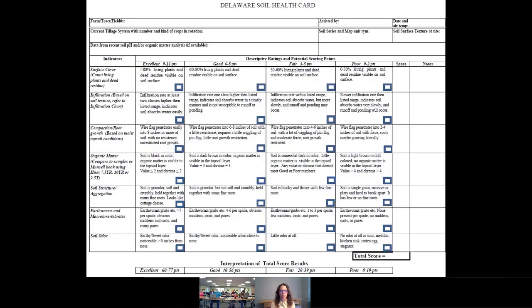And I also brought in here the Delaware Soil Health Card. It is very handy also and connects with the National Infield Assessment very well. It overlaps with several of the indicators, and there are descriptive ratings here and potential scoring points, so this can be used as another tool to help identify resource concerns.